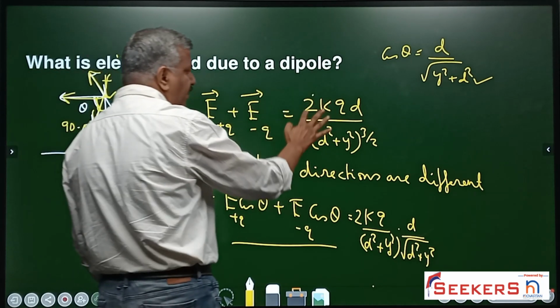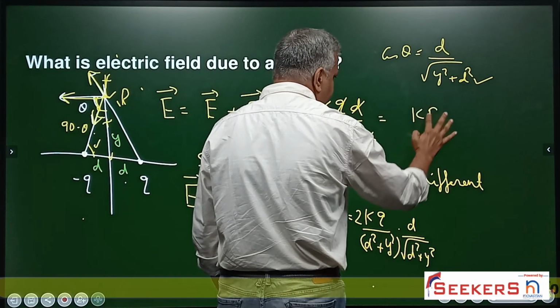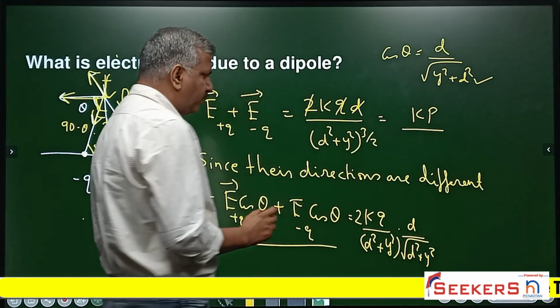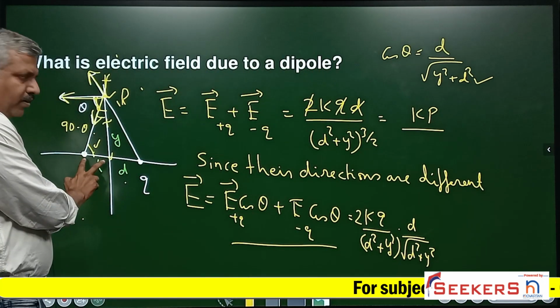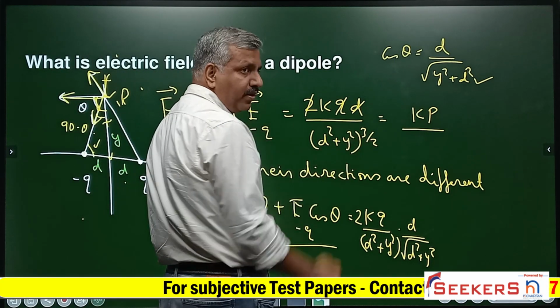Now please understand that 2 times q into d will give you p. So this is k p divided by, now this d is very small. So if d is very small, this whole thing can be approximated to y squared power 3 by 2.